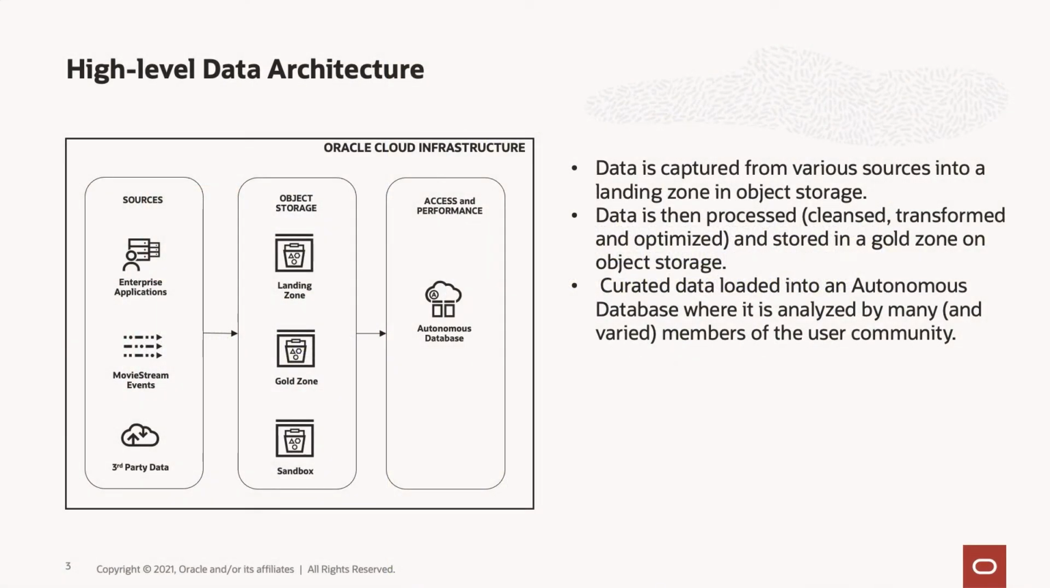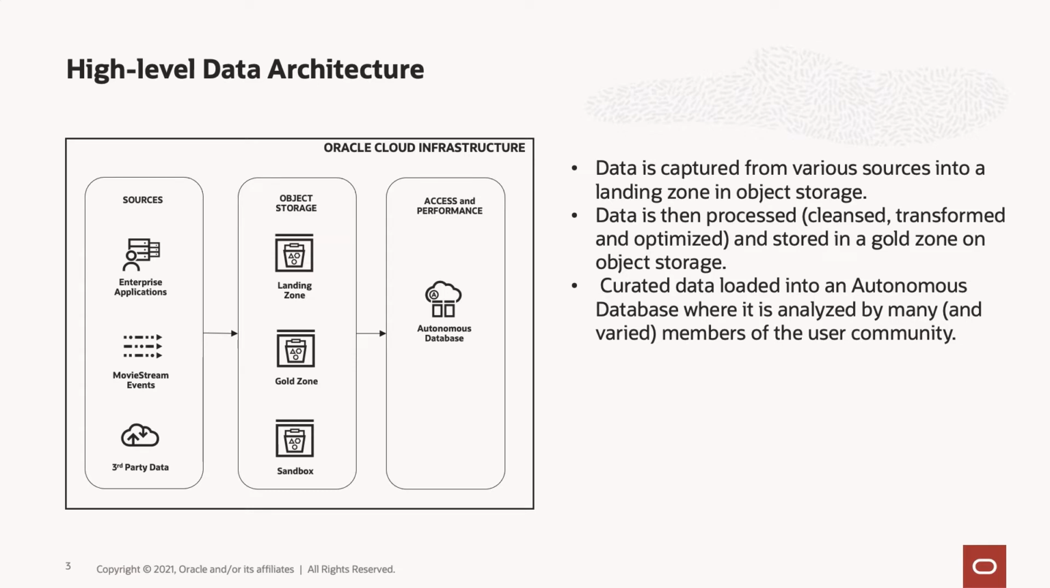Now, here is a simplified diagram of MovieStream's data architecture. They're integrating data from a variety of sources, including enterprise applications, third-party data, and events that are streaming from their movie service. The data from these sources is captured in Oracle Object Store in a data lake. Specifically, it's landing into what we call a landing zone of that data lake. This landing zone stores data exactly as it came from the sources. So the data from the landing zone is then cleansed, transformed, optimized, and loaded into the gold zone, or the curated zone.